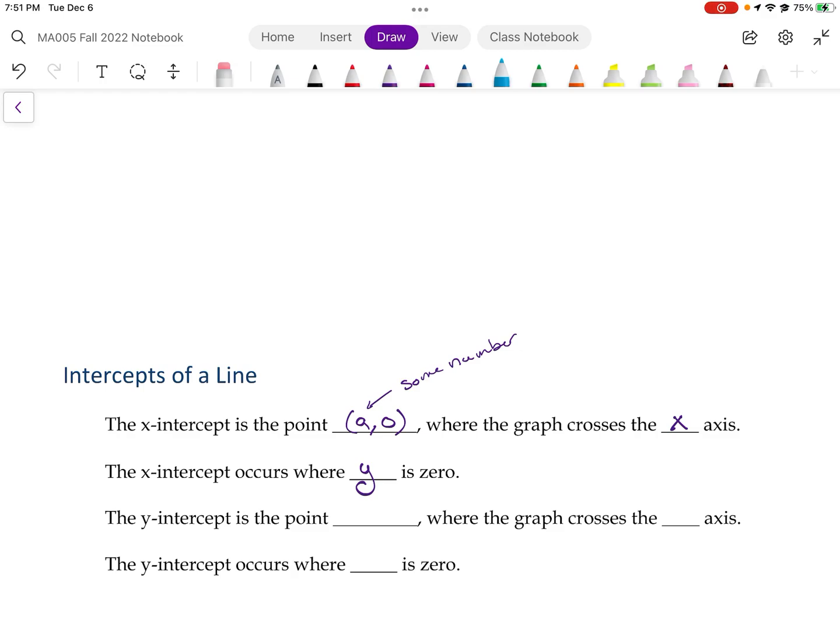All right, the y-intercept is the point (0, b). And you know what? I'm just looking up at this a. It looks like a 9, so I'm going to fix it. It should be an a, not a 9. All right, the y-intercept is the point (0, b), where the graph crosses the y-axis. The y-intercept occurs where x is 0.